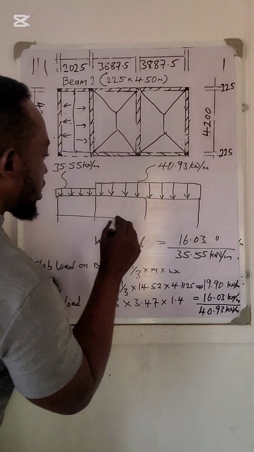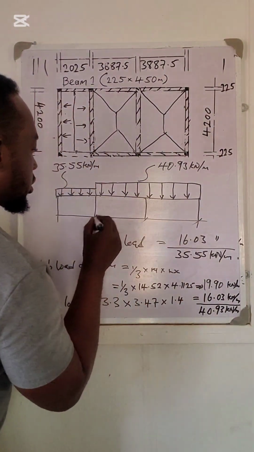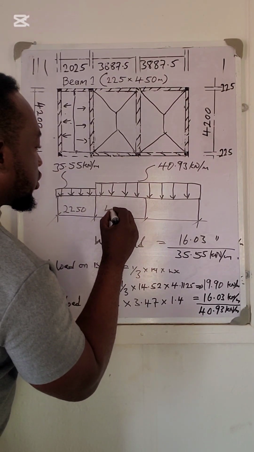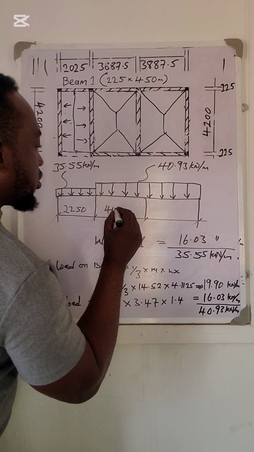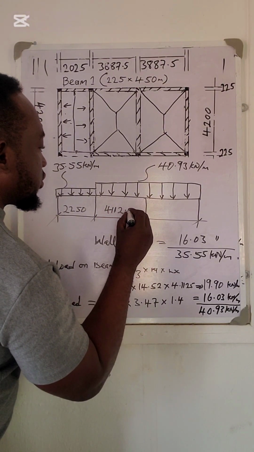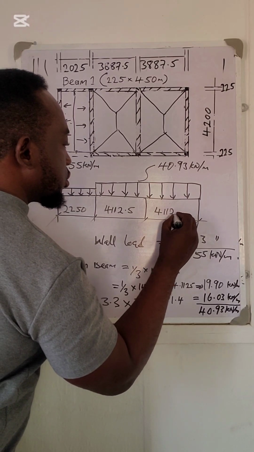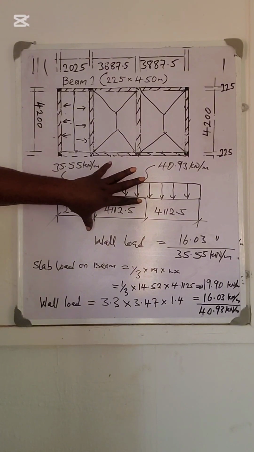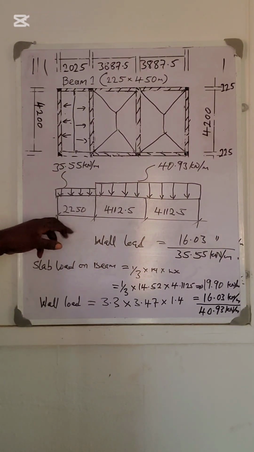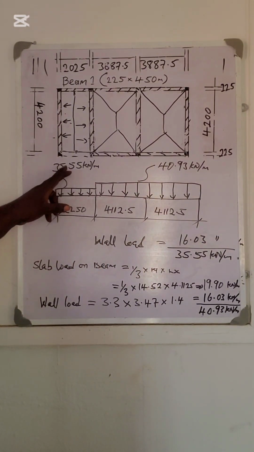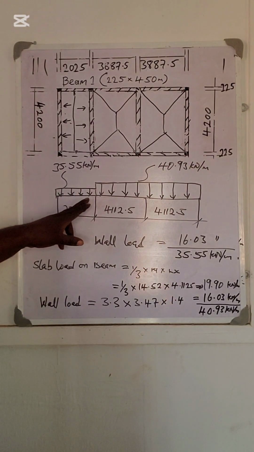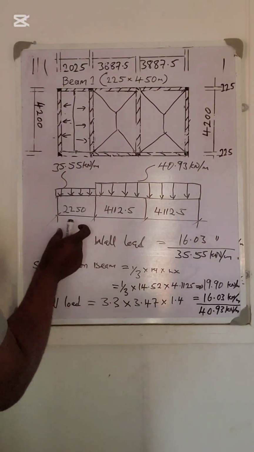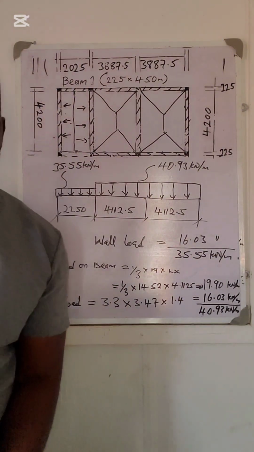Recall that this one is 2250, 411, 2.5, 411, 2.5. So this is the load on the beams. This is a smaller load. This is a lesser load compared to this one, because if you check the span from here to here, see the span. This is the other span. So that is where we are ending today.